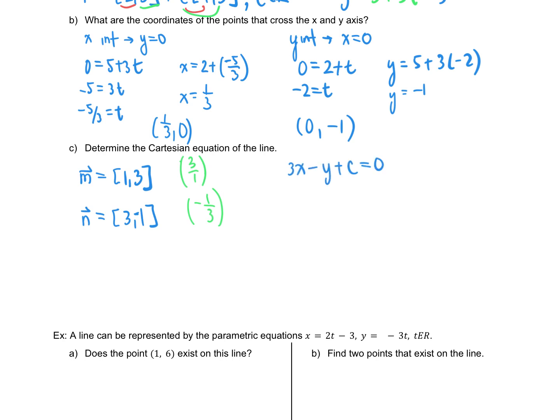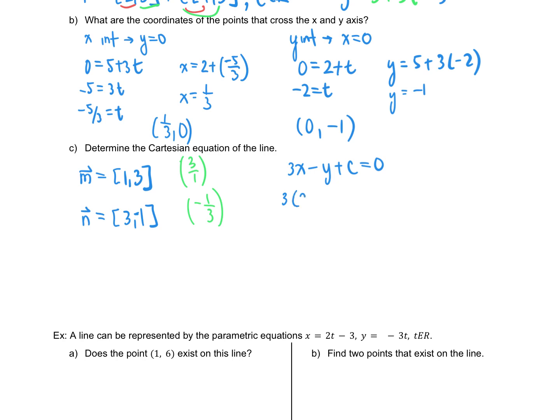I don't know the constant, but I have the other pieces of information. In order for me to find the constant, I'm just going to use one of the coordinates that I know exists on the line, and then I'll isolate for c. So I'm going to use the point (2, 5).